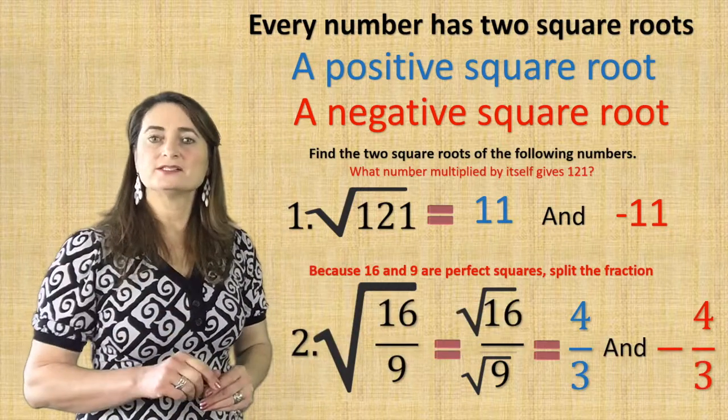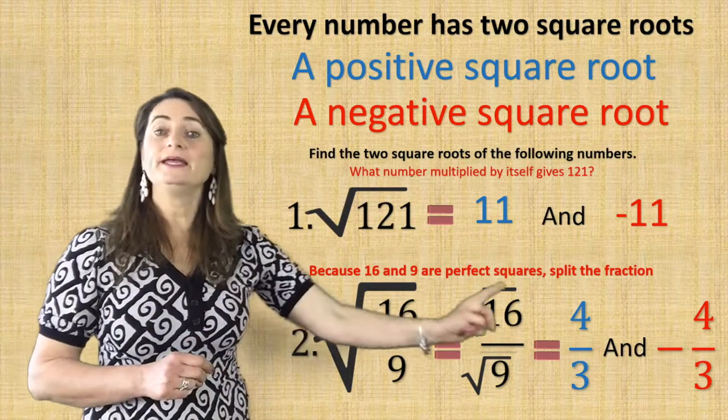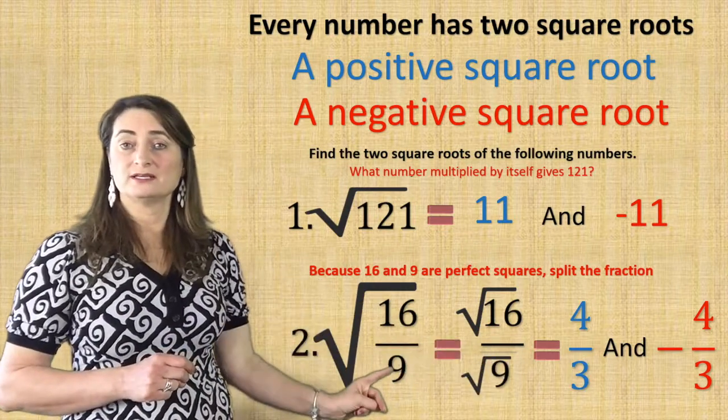To check your answer, just multiply those numbers. What's 4 times 4? 16. And 3 times 3 is 9.